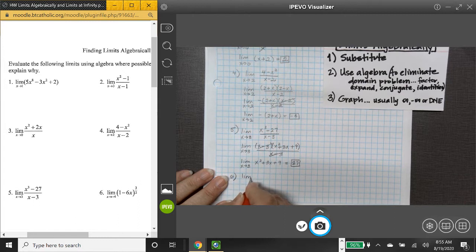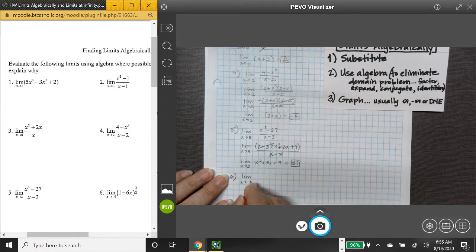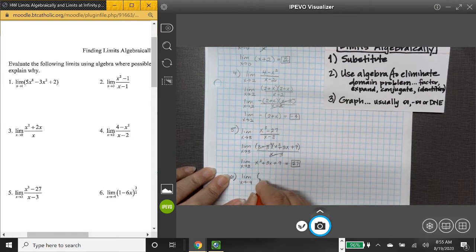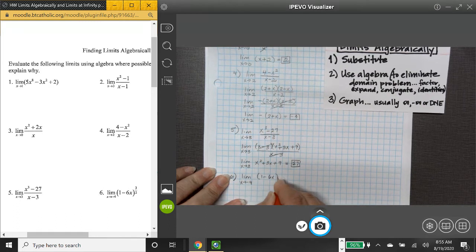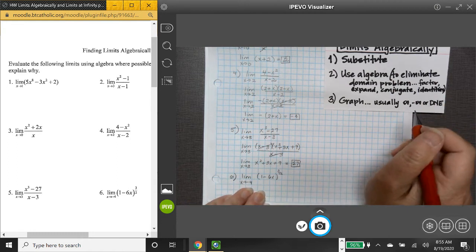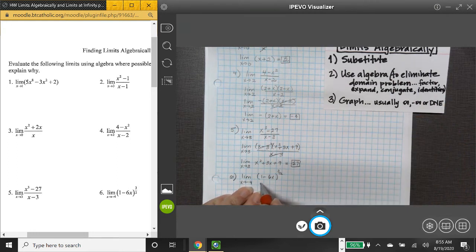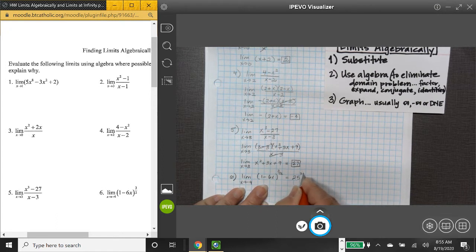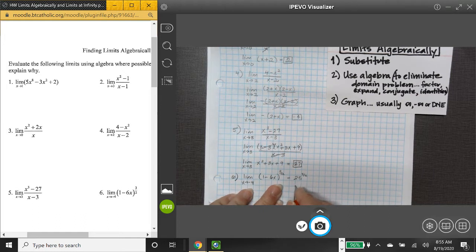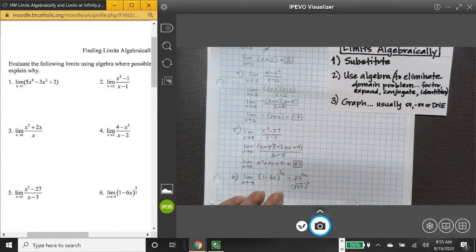Limit as x approaches -4 of 1 minus 6x raised to the 3/2. All right, let's see if we can substitute in. What happens when I plug in a -4? We get 1 minus a minus 24. So then this becomes 25 to the 3/2, which is the square root of 25 cubed.